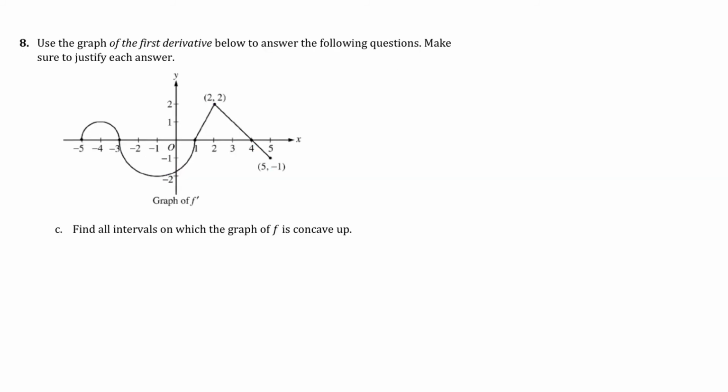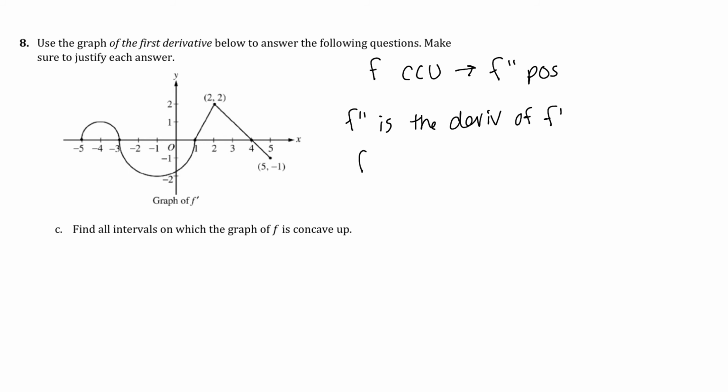For the third part, we're looking for the intervals on which f is concave up. F is concave up if f double prime is positive. Once again, f double prime is the derivative of f prime, so it talks about the slope of the tangent line of f prime. So if f double prime is positive, that would have to mean that f prime is increasing.